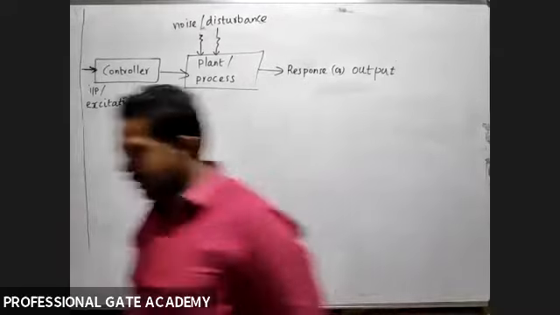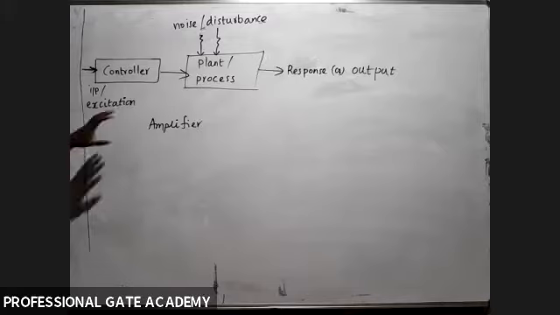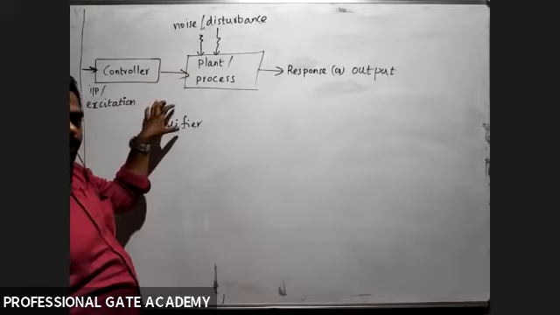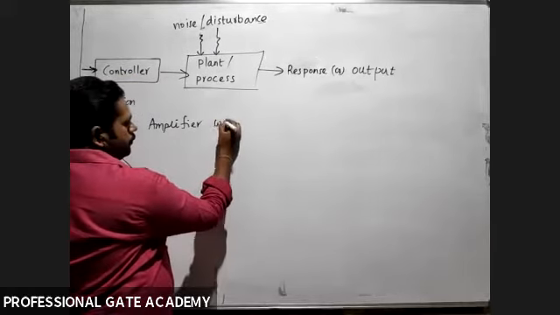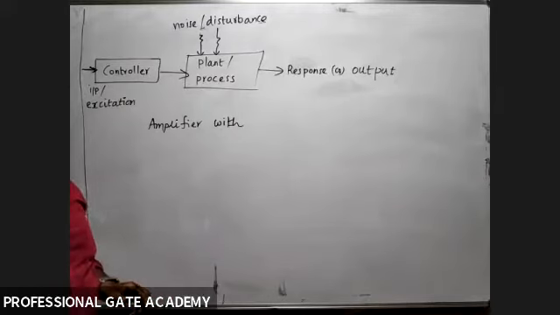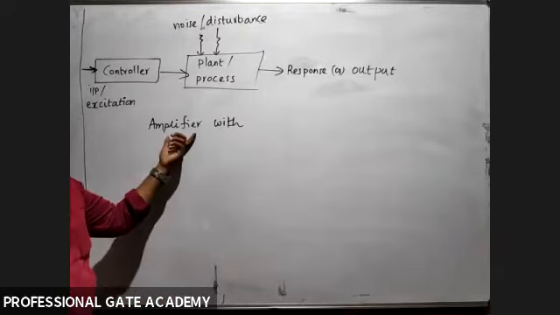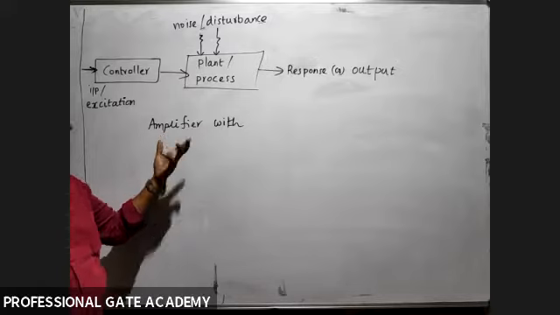So that amplifier we can call a plant or process. For that amplifier, which one is the controller? For the amplifier, which one is the input?